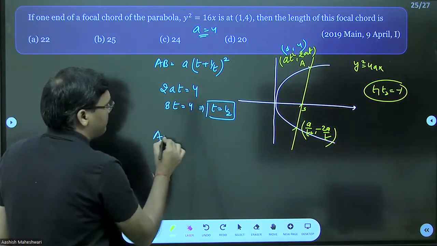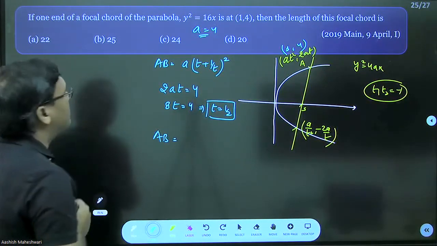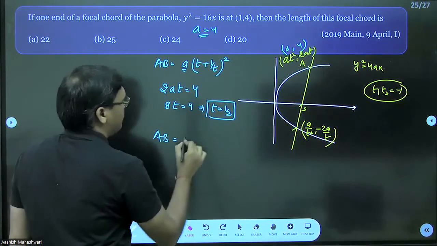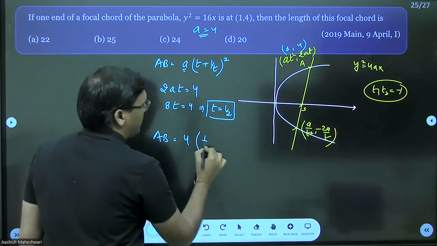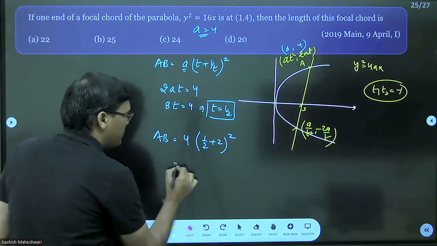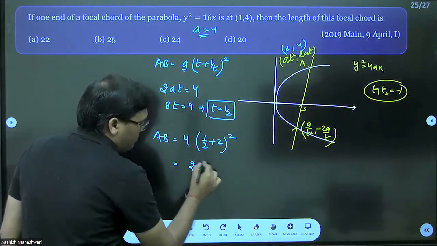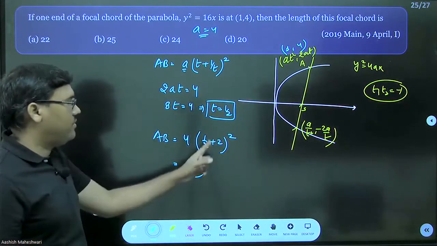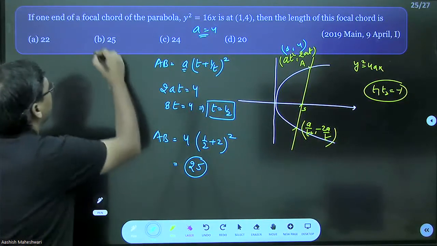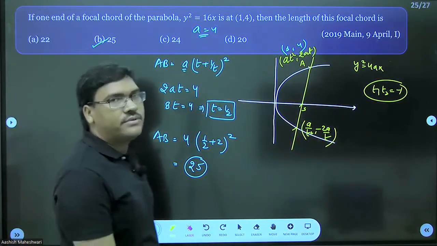So what is AB? Length of focal chord. What is AB? This is a, a is 4, (1/2 + 2) whole square. So now you can easily solve this. This is 25, okay, 25. Correct? Yes. Divide by 4. So what is the answer? Option B is the answer. Simple application of this, right?